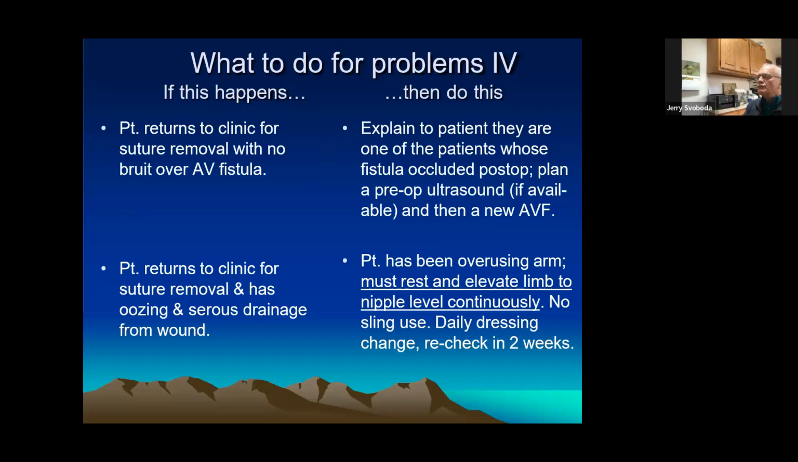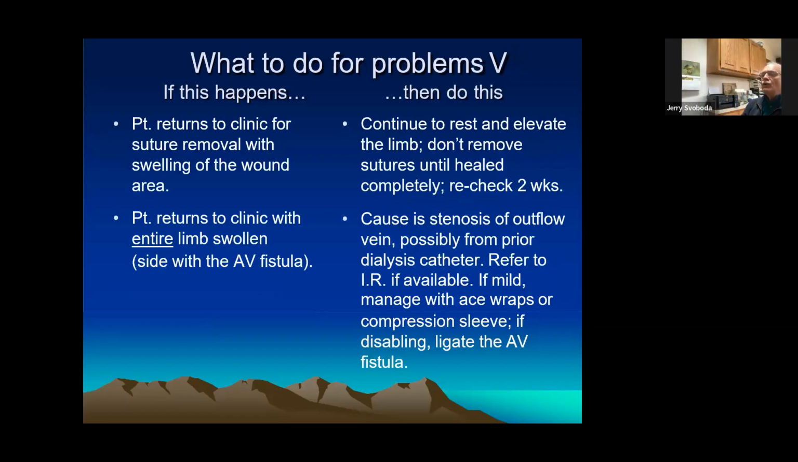Most commonly, the person has been overusing the arm. They must rest and elevate the arm. No use of a sling, daily dressing change. Have them come back in 2 weeks. Don't take the sutures out that day. What if the person's wound is swollen? Don't remove the sutures. Continue to rest and elevate the limb.